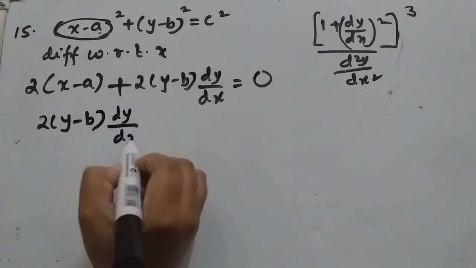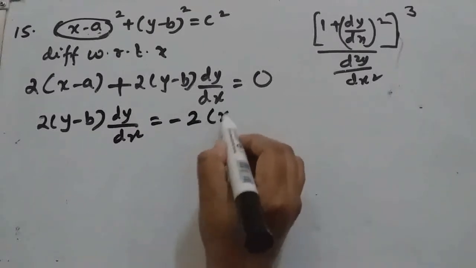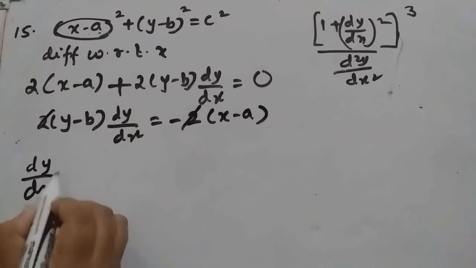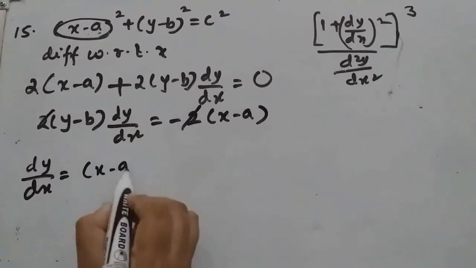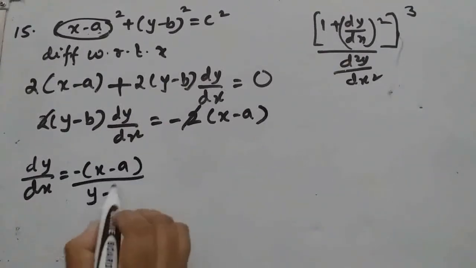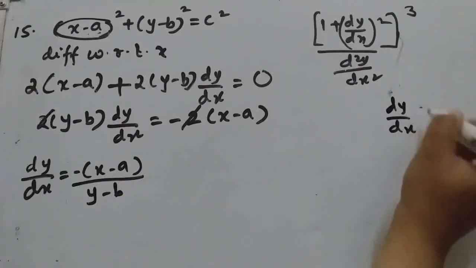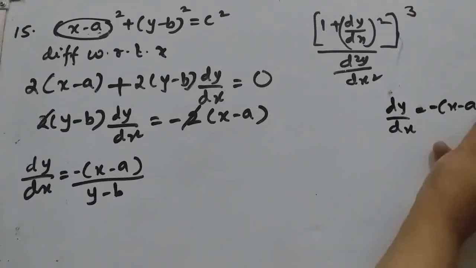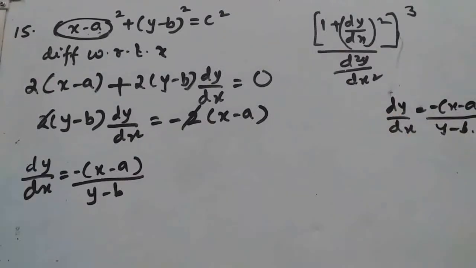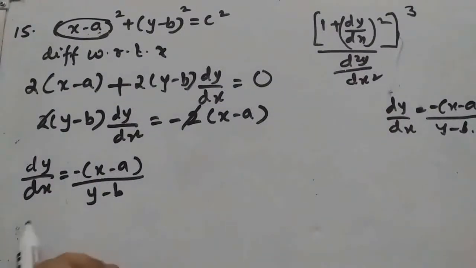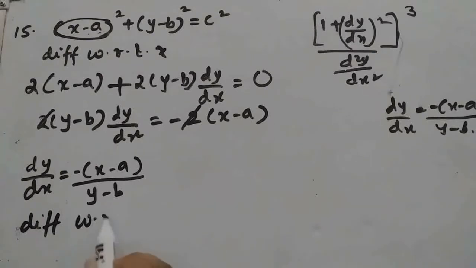So this first term should go to the other side. 2 cancels. So dy by dx we can write as minus (x minus a) divided by (y minus b). Okay, this value we should use, so I will write it somewhere. Okay, now we should find d square y by dx square also. So again differentiating with respect to x. So d square y by dx square.